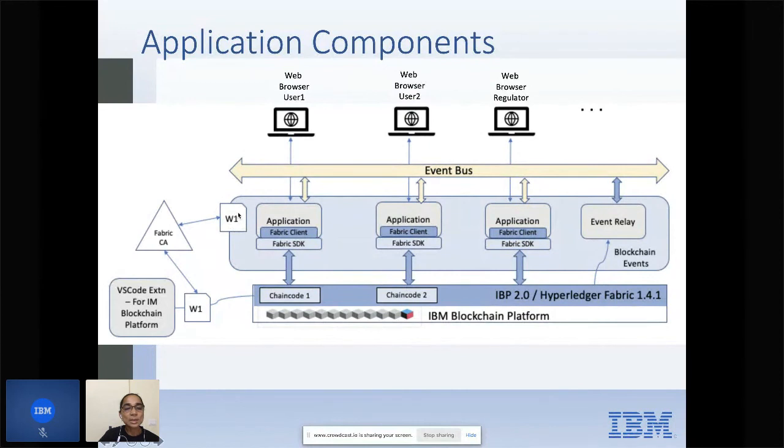Once that is done, when a transaction is submitted from the web browser, the certificate is retrieved from the wallet and submitted along with the transaction to the Hyperledger Fabric platform, and this chaincode here retrieves the user type attribute from the certificate. That is what we are trying to focus on in today's discussion.